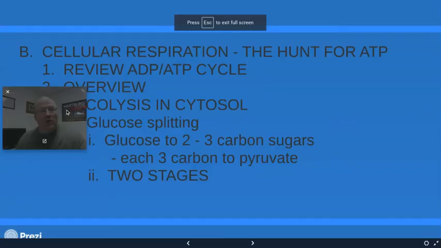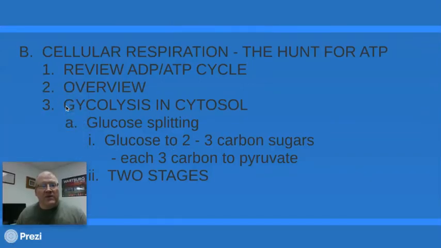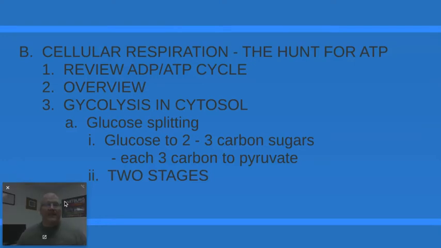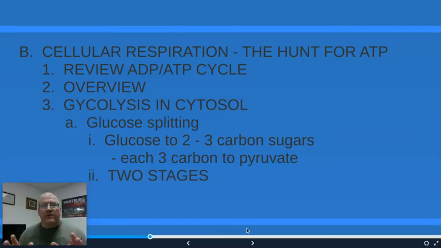Okay, so what we're dealing with in cellular respiration is three processes: glycolysis, the citric acid cycle, sometimes called the Krebs cycle, and the electron transport chain. In these three processes, we're going to peel back the energy from glucose very slowly.